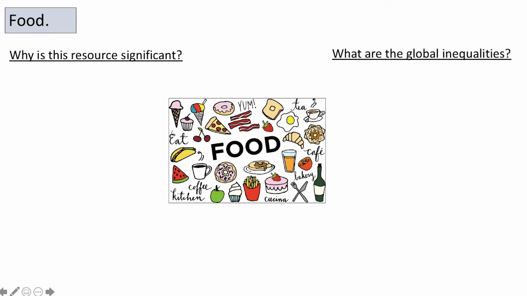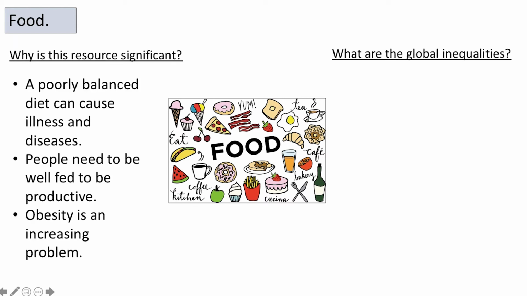Okay, so looking at food, why is this resource significant? Well, we know, don't we, that a poorly balanced diet can cause illness and disease. People need to be well fed in order to be productive. And then on the flip side of it, we know that obesity is an increasing problem, particularly in the developed world.